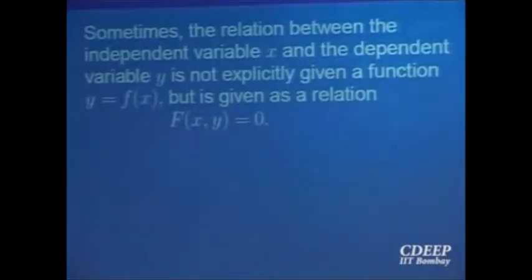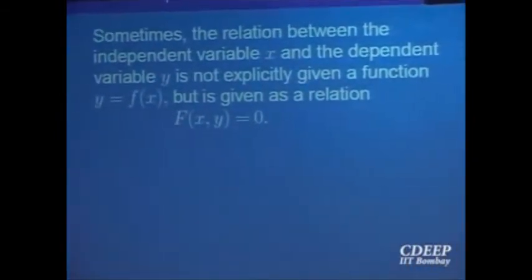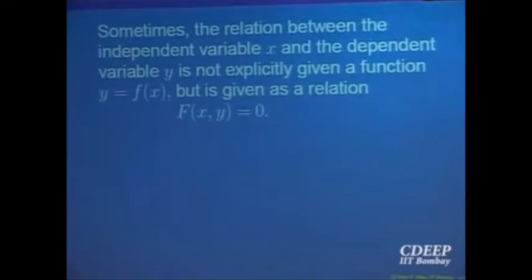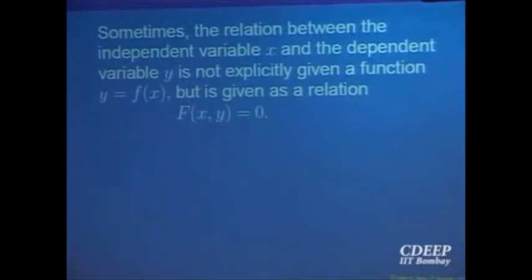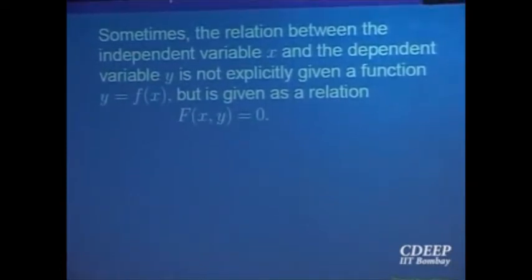Sometimes the relation between two variables x and y is given explicitly as a function, y as a function of x. So for example, y equal to x square and so on. But many a times it is described by a formula which is of the form f(x, y) equal to 0, where f is a function of two variables. So it is some relation between x and y.